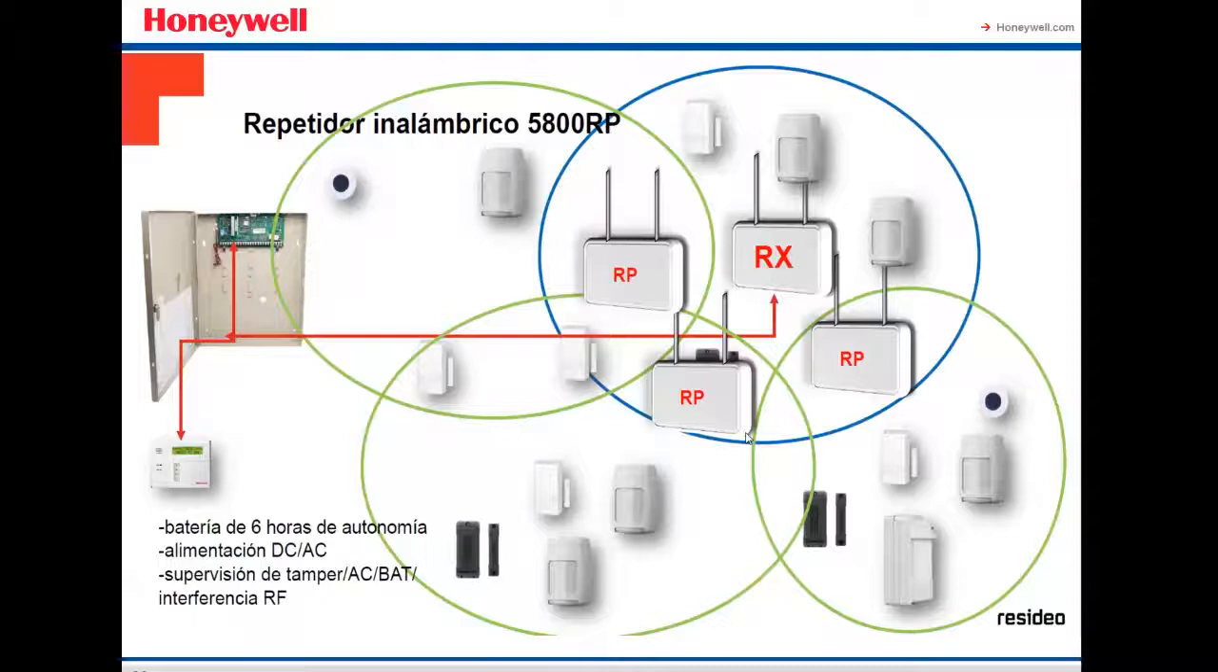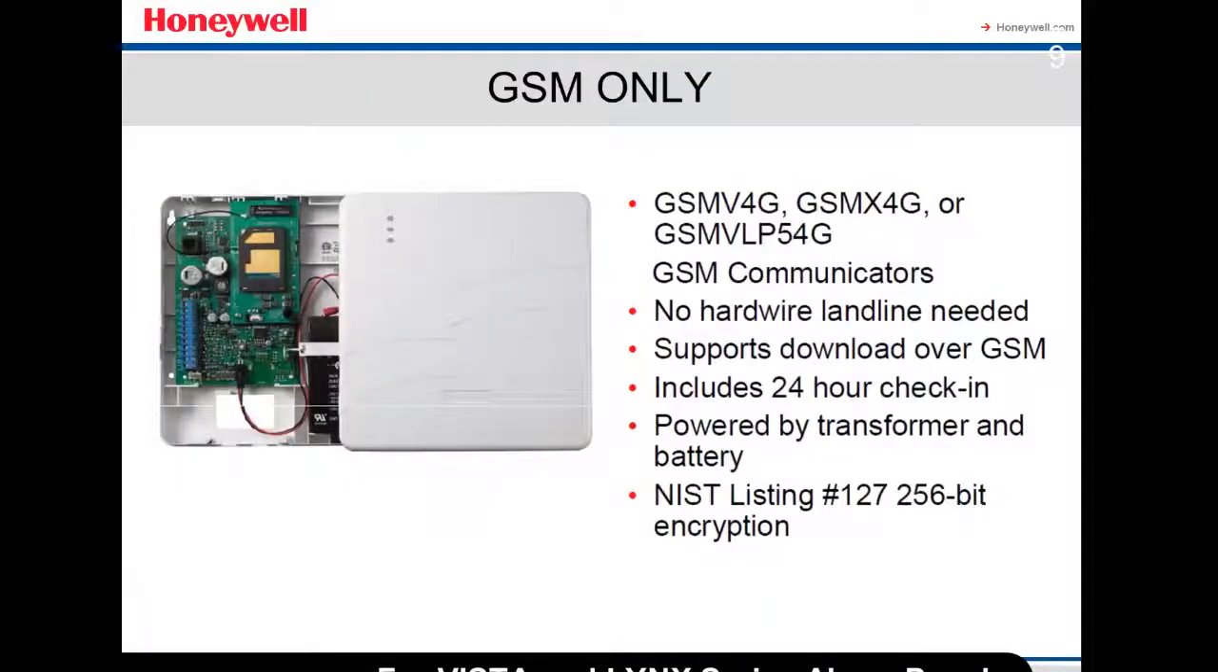There are other accessories like the communicators: GSM communicators, IP communicators, and dual communicators. This is mainly if you're going to use Total Connect or connect to AlarmNet, then you need to use a communicator. We have three kinds of communicator. The GSM communicator, which is only GSM. We have different models: GSM V4G, X4G, or the LP5 4G.